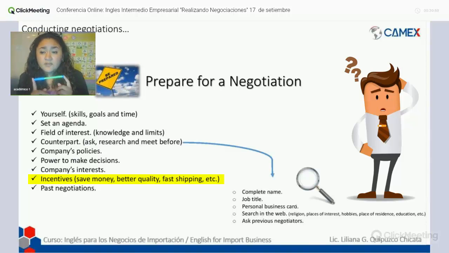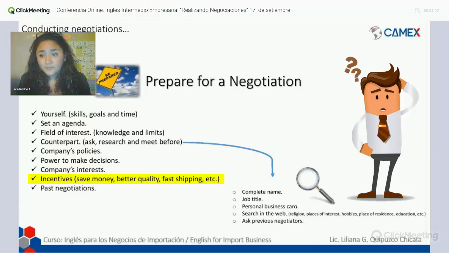Another thing, it could mean to get a product of better quality. So maybe we can tell him this product is of a better quality than the ones that you have right now, the one that you're buying right now. So there is another incentive. Then another one is fast shipping.